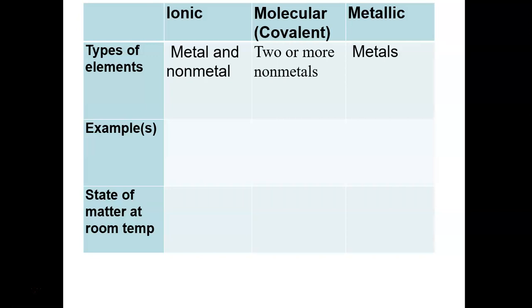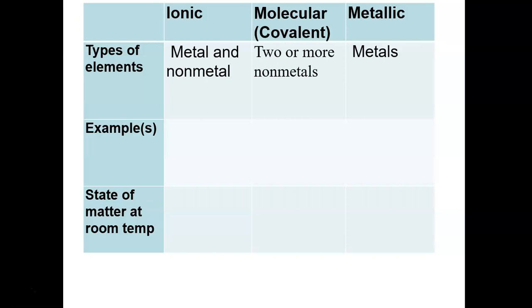talk about metallic substances here too, just to give sort of a point of comparison. We say metallic substances because this applies to metals that are elements and compounds. So ionic compounds contain a metal and a nonmetal, and molecular or covalent contain two or more nonmetals, and metallic compounds and substances obviously contain metals.